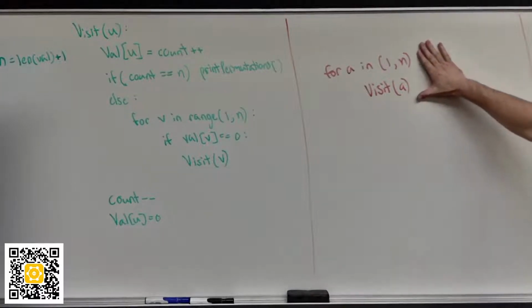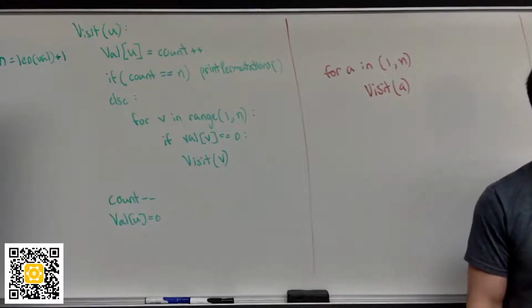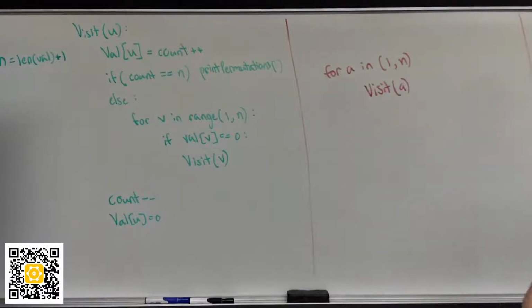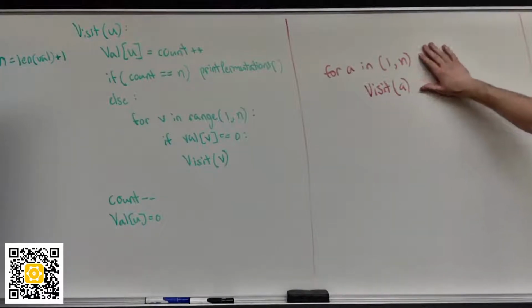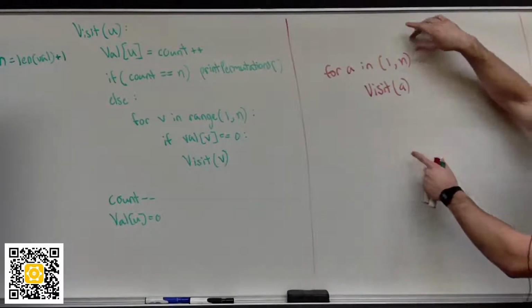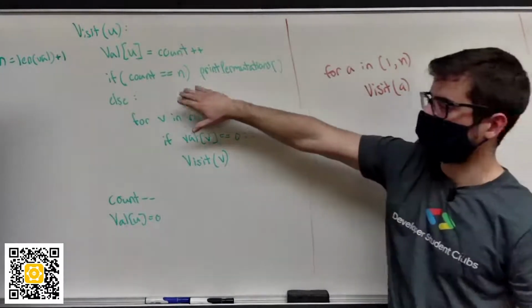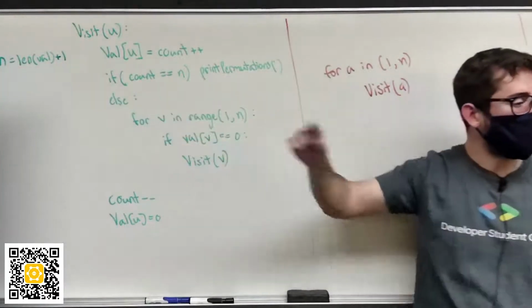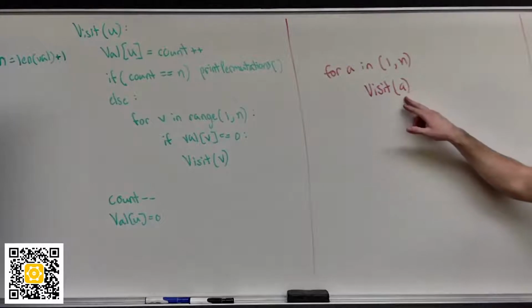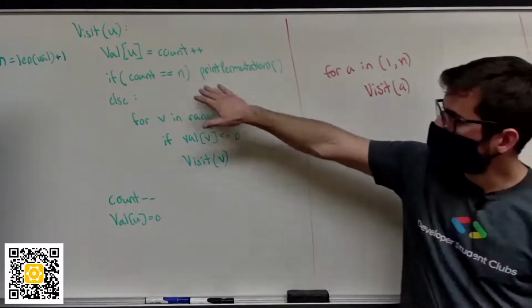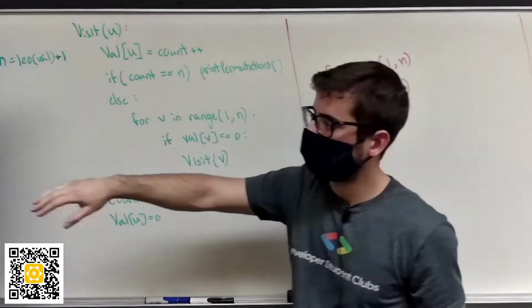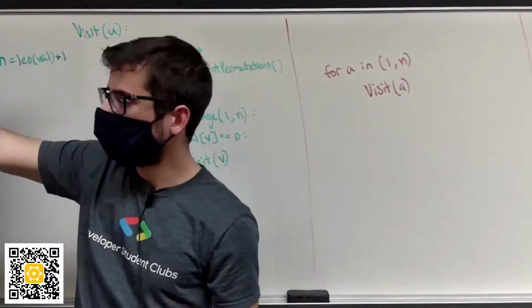So think of this as your main function. It's a method. Think of this as your main method. This main method is the only one that makes calls to this. The first call we make is with A at 1. Once we call this with A at 1, it's going to do all of these with all these backtracks.